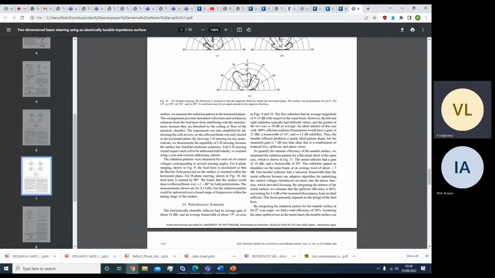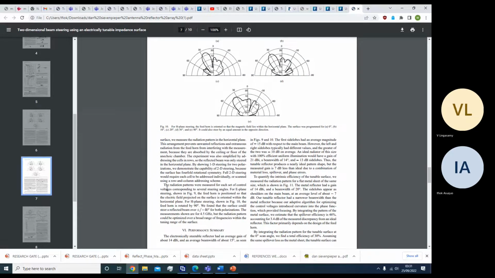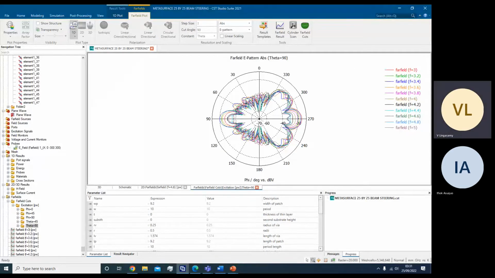Look at it. See, the thing is, wait one minute, please. Okay. So they are saying that the surface was programmed for 0 degree, 10 degree, 20 degree. What was programmed? It is a capacitor value, right? Read it here. The variation pattern was measured for each set of control. What do you control to get that value?